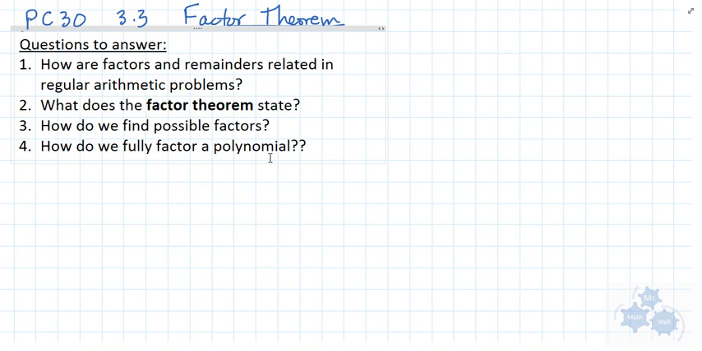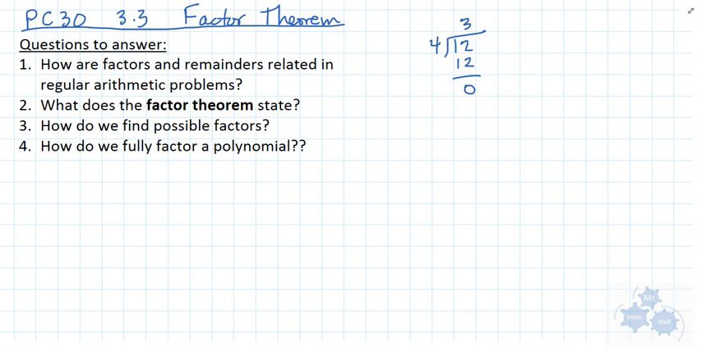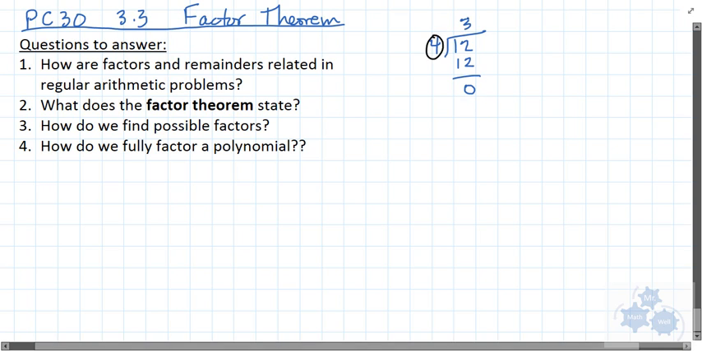So let's explore the first question here. How are factors and remainders related? I did this example for you the other day. If we were to take 12 and divide it by 4, what we do is we say, okay, how many times does 4 go into 12? Well, it goes 3 times, and it goes 3 times exactly, which means that there is a remainder of 0. Now, 4 and 3 are factors of 12.